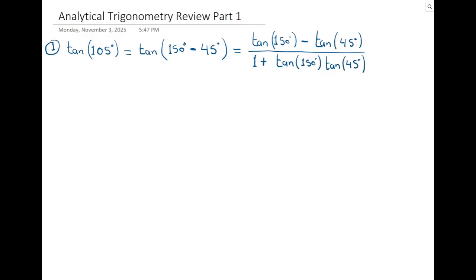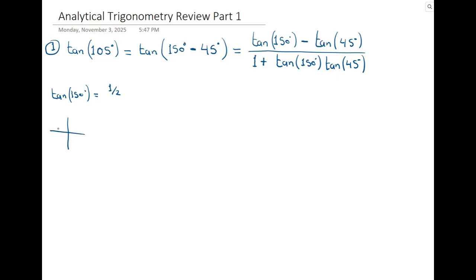And now it's just a matter of using your unit circle to evaluate that, right? So the tangent of 45 degrees is nice and easy, but we might need to recall what the tangent of 150 degrees is. So let's do that here on the side. So what is the tangent of 150 degrees? Probably need to remember where 150 is, don't we?